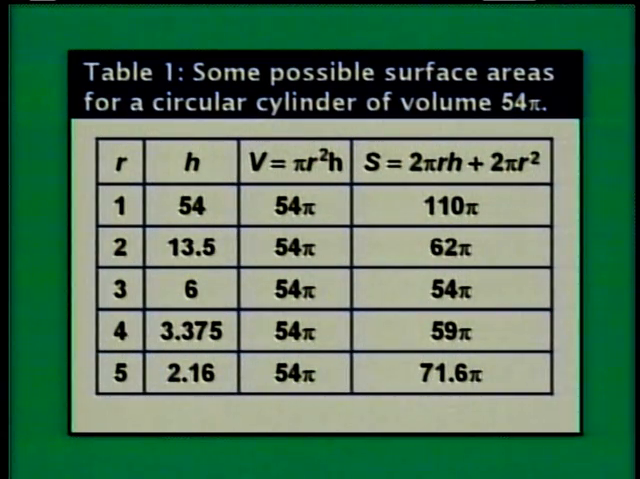Now we've only looked at a few examples in this table, but comparing the surface areas, I see that the numbers for the surface areas start going downwards at the beginning of the table and then start going back up. So it looks like based on just these few values that perhaps it would be best for this company to choose a radius of 3 in order to get the smallest surface area, in order to have the least cost in producing the packaging for whatever liquid they have that has a volume of 54 pi.